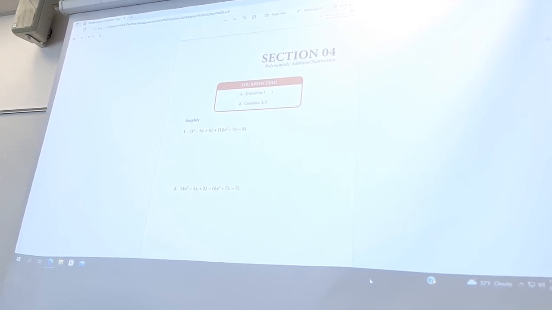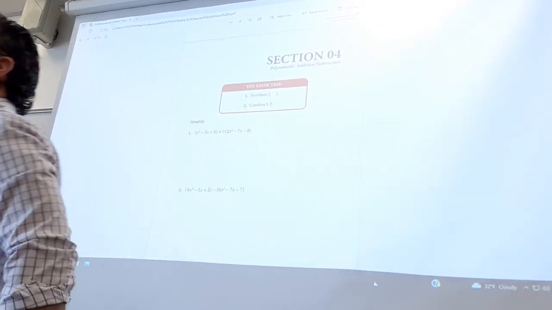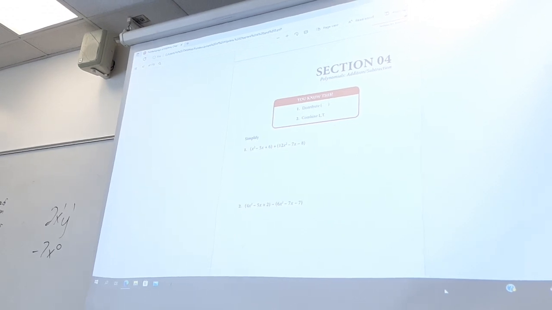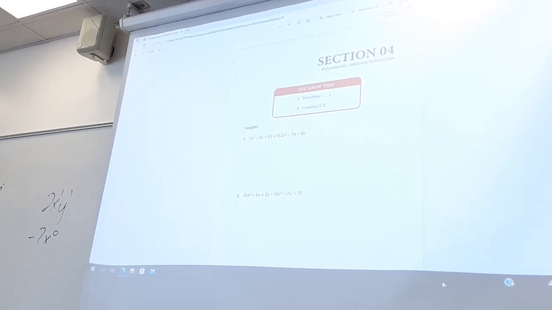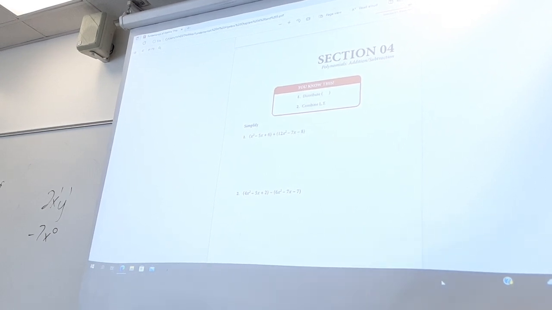The addition and subtraction of polynomials. You know how to do it. It's called distribute parentheses, combine like terms. You learned that on the second week of class, or maybe the third week of class, okay? Distribute parentheses, combine like terms, okay?